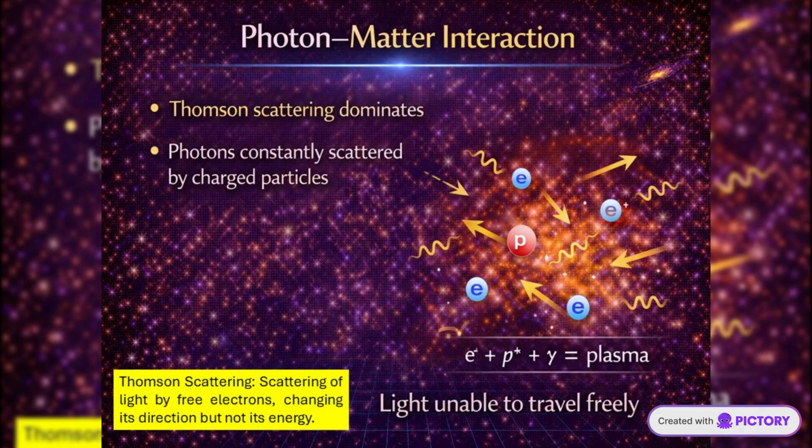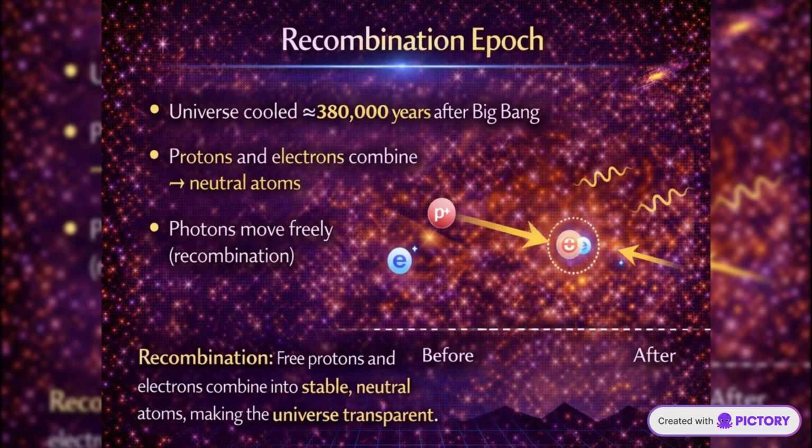Photons interacted strongly with free electrons through Thomson scattering. This caused photons to change direction repeatedly. Because of this continuous scattering, light could not travel freely through the universe. Frequent scattering of photons made the universe opaque. There was no clear path for light to propagate. This means we cannot directly observe earlier stages before this epoch.